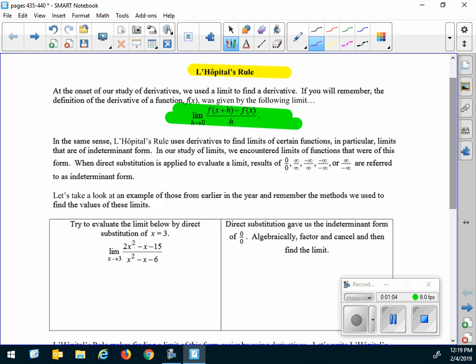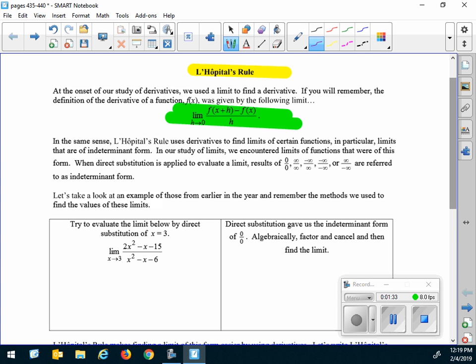If you remember, the definition of the derivative of a function was given by the following limit. The limit as h approaches 0 of f of x plus h minus f of x over h. In the same sense, L'Hopital's rule uses derivatives to find limits of certain functions, in particular limits that are of indeterminate form. You remember all those problems where we would substitute in and we'd get 0 on the top and 0 on the bottom, and we'd say, well, that's indeterminate form, so that means we've got to do something else.